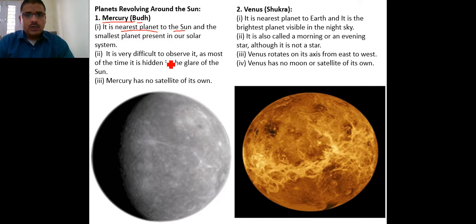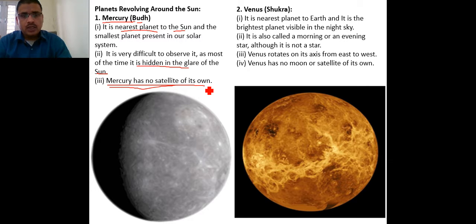Now it is very difficult to observe it, as most of the time it is hidden in the glare of the sun. Because of the presence of the sun, it is not visible, so most of the time it cannot be observed very clearly. Mercury has no satellite of its own. These points are important.